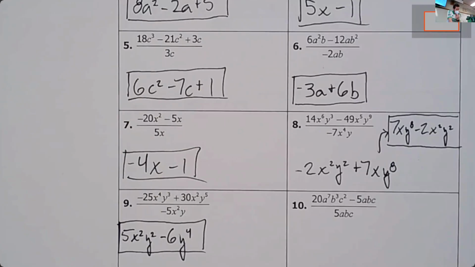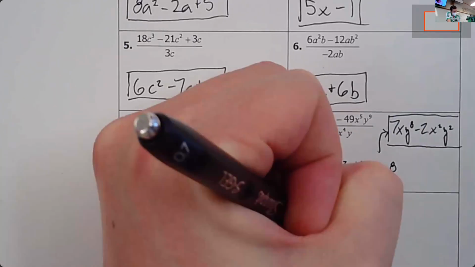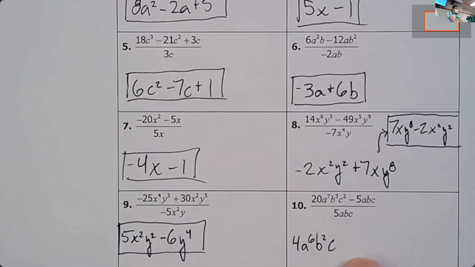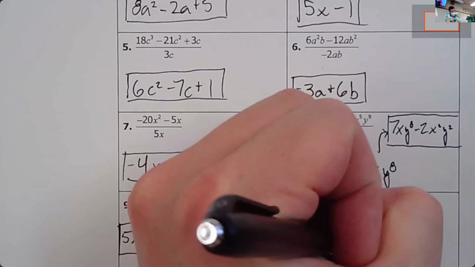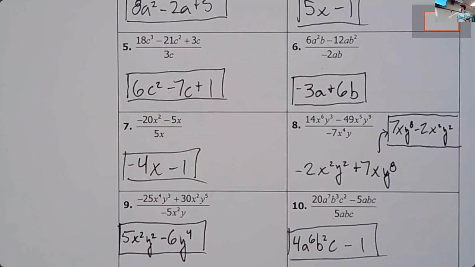And then 10, we've got 20 divided by 5, which is 4. And then we're just going to take away 1 from each of the a, b, and c's here. So 4a to the 6th, b squared, c. And then what's our second term on the answer for number 10? Yeah, minus 1. Good. Negative 5 divided by 5 is negative 1. A cancels with A, B cancels with B, C cancels with C. All right.